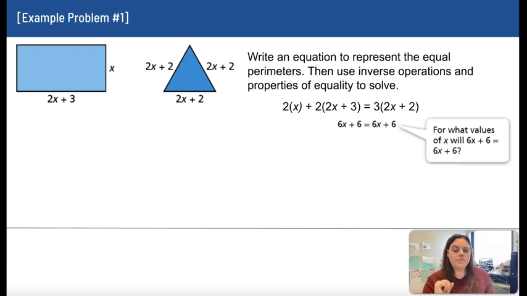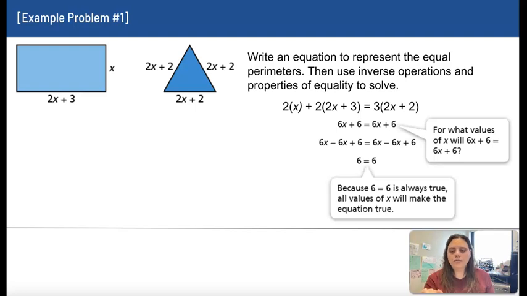Now we have 6x plus 6 on one side and 6x plus 6 on the other. Take a moment to think about what values of x could I plug in for these to stay equal. Well, as I solve, I'm going to subtract out the variable part from one side. In this case, they're the same, so I'm just going to subtract 6x from both sides, and I'm left with 6 equals 6. This is a true statement, like we mentioned before.